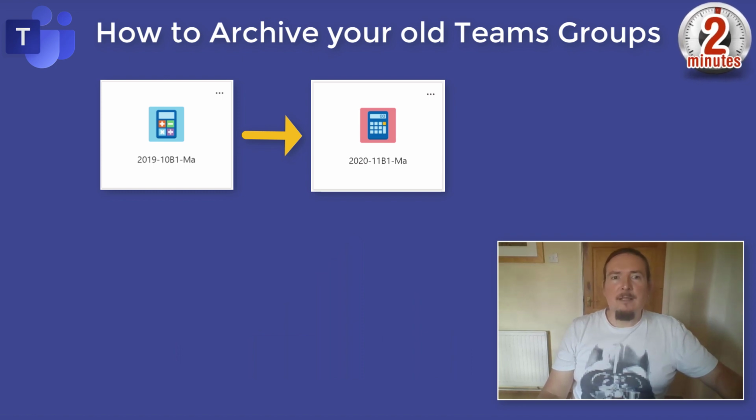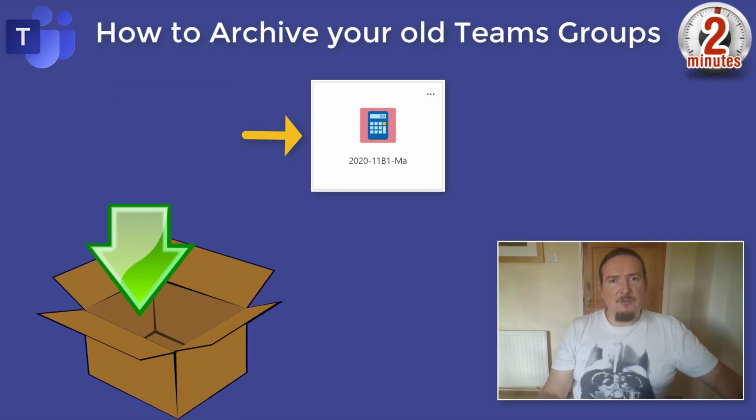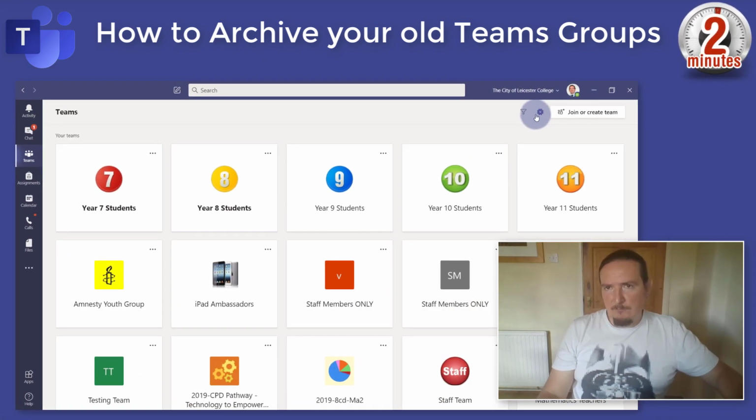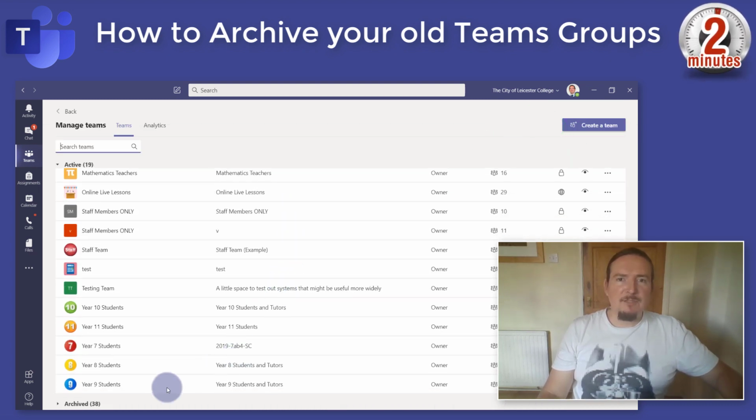If so, then they will most likely also archive them for you too at the end of the year. However, if you made your teams yourself, then it will be down to you to archive them again. To do this, click on the cog up here in the top right corner and tap on Manage Teams. This will take you to a list view of all of your teams divided into two groups, active and archived.